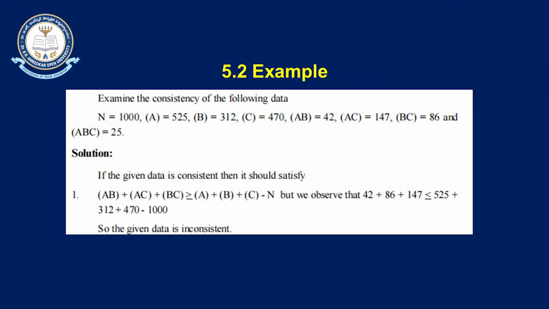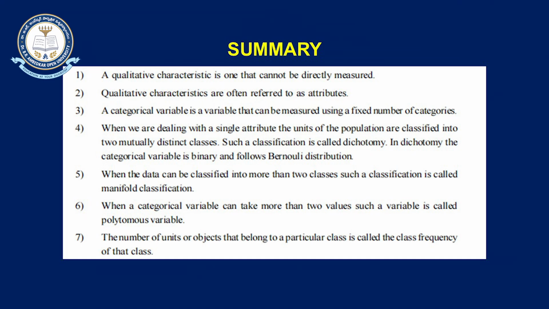Like that we can be checked. It is a total summary of the qualitative characteristics, one that cannot be directly measured. Qualitative characteristics are often referred to as attributes, and a categorical variable is a variable that can be measured using a fixed number of categories.